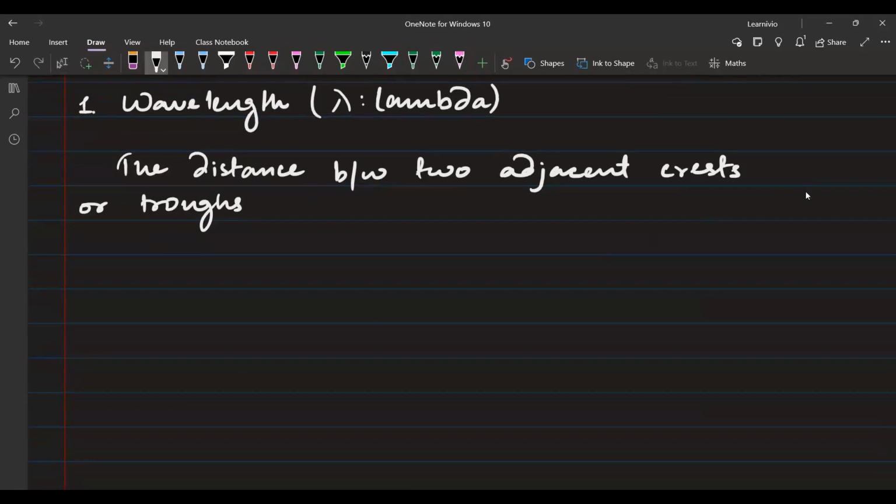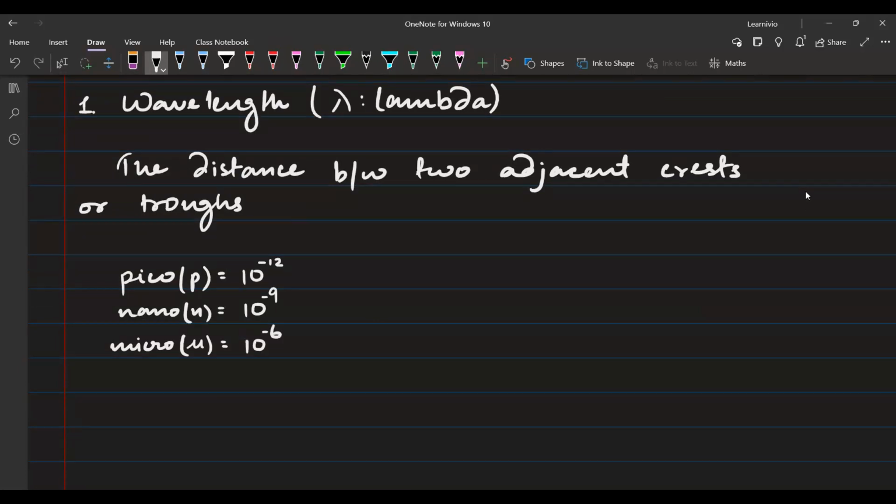Now, there are some values, if you remember, that will be very useful. We have pico, which is denoted by p. It is a number whose value is 10 to the power minus 12. Similarly, we have nano, represented as n. It is a number whose value is 10 to the power minus 9. Similarly, we have micro, which is represented by mu, and the value is 10 to the power minus 6. Also, we have milli, represented by small m, whose value is 10 to the power minus 3.